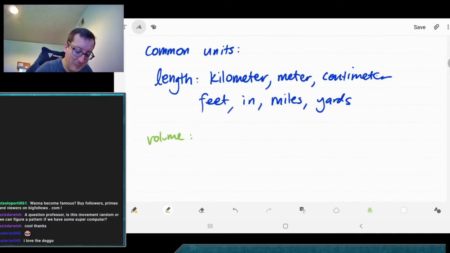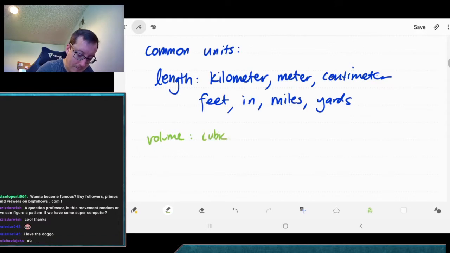For volume, those are going to be cubic meters.